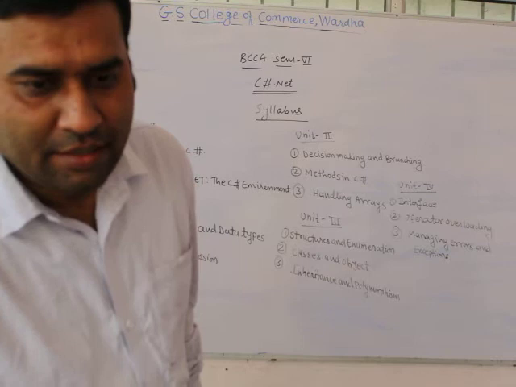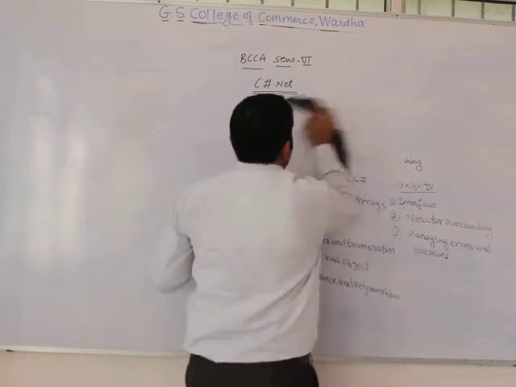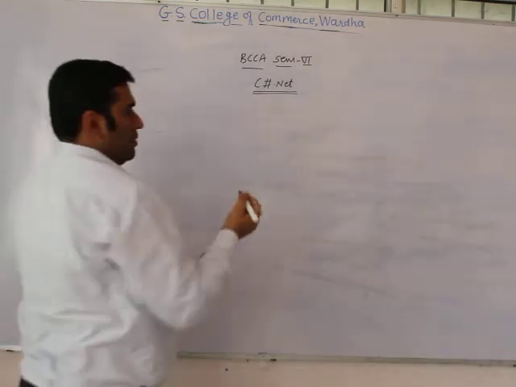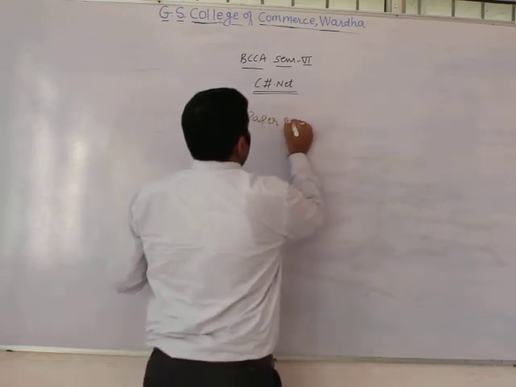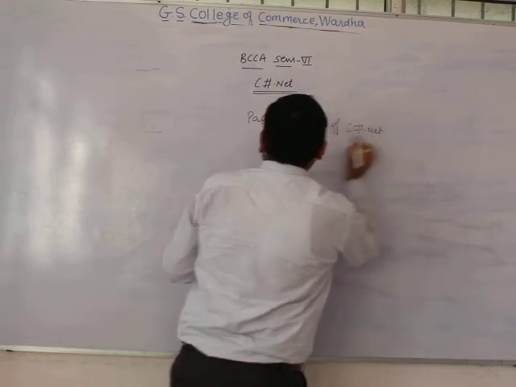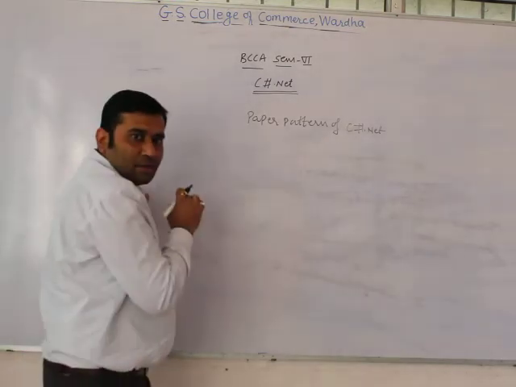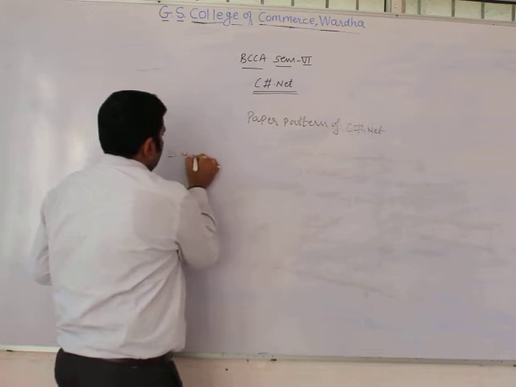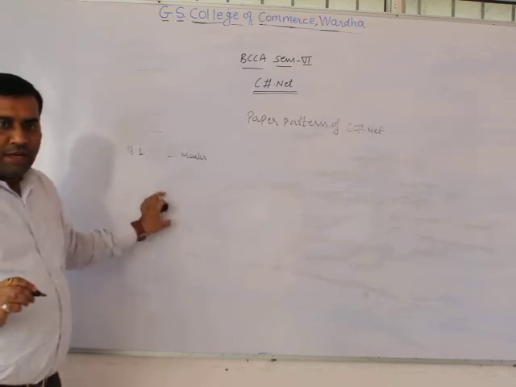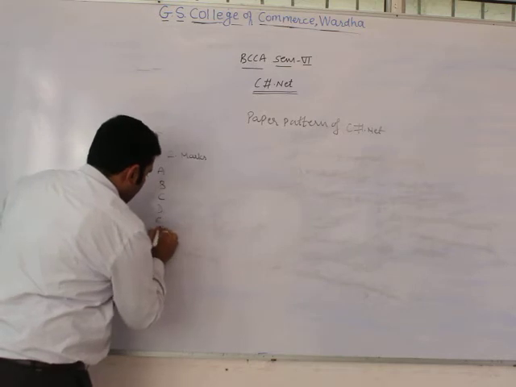Now see the paper pattern of C#.NET. In question 1, 2-mark questions are asked. It is compulsory to attempt all 8 questions: A, B, C, D, E, F, G, H.